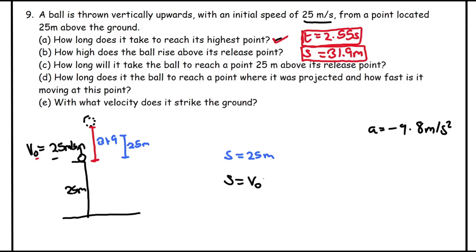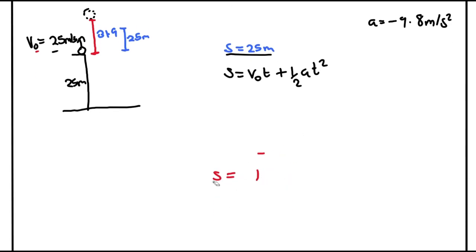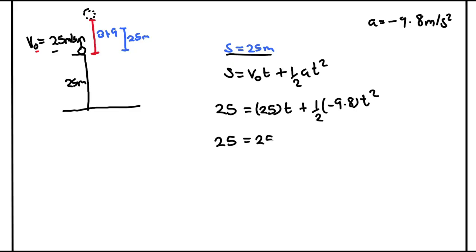Displacement is equal to v naught t plus half a t squared, because we have displacement, we have initial velocity, we have acceleration. So let's plug everything in. This is 25 is equal to initial velocity, which is also 25, times time, plus half, our acceleration is negative 9.8, and this is t squared. This gives us 25 is equal to 25t minus 4.9 t squared.